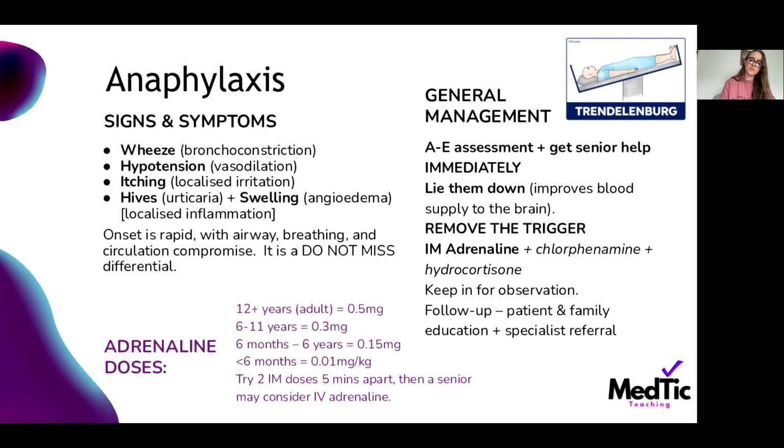Lie them down, improving blood supply to the brain. Remove any triggers, so if it's an antibiotic that's running into their cannula, detach that. And then the treatment is IM adrenaline. So in the question, I think she was an 8-year-old, so that puts her in the 6 to 11 category, where you give 0.3 milligrams of IM adrenaline.